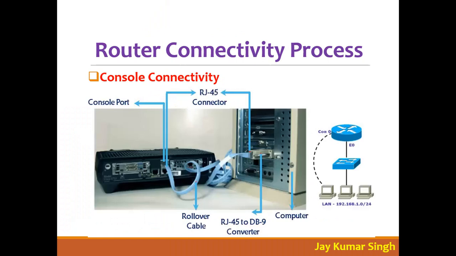Now I have already given you an example of this, the router connectivity process. It will connect to the console port. This is your console port, and from the console port you will find RJ45 and you connect it here, and this cable is known as a rollover cable, and here you will find this port which is your DB9 port. Or you can find some converter also if you do not have a DB9 port, and this is your computer.